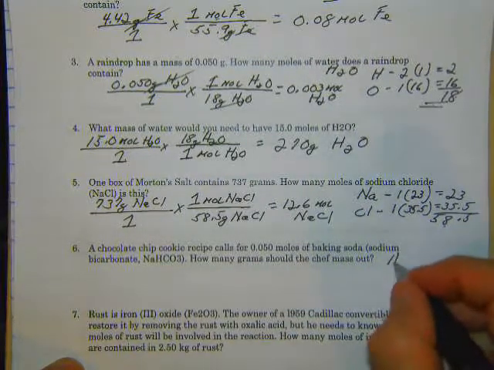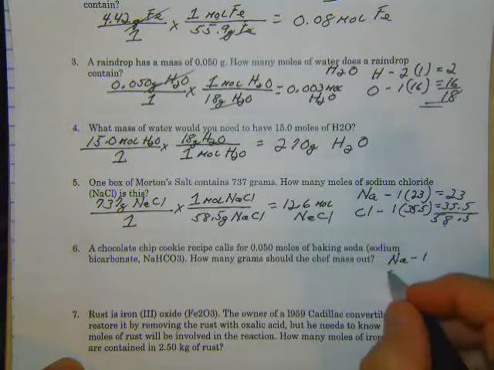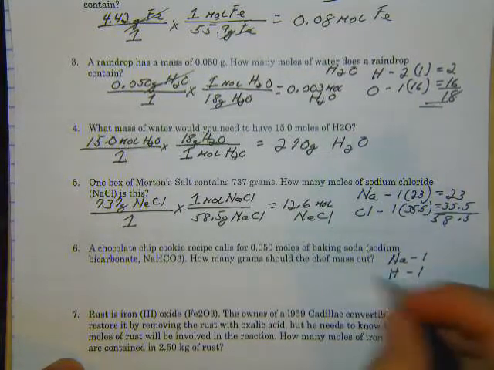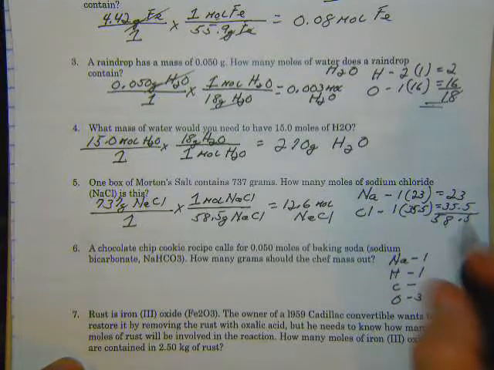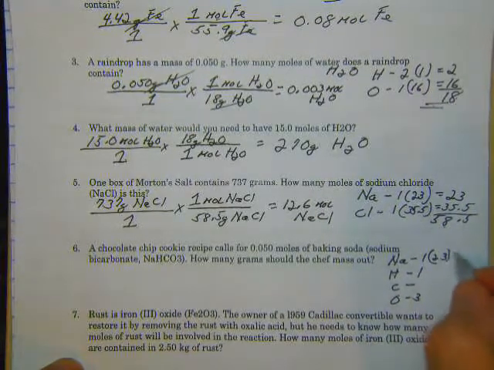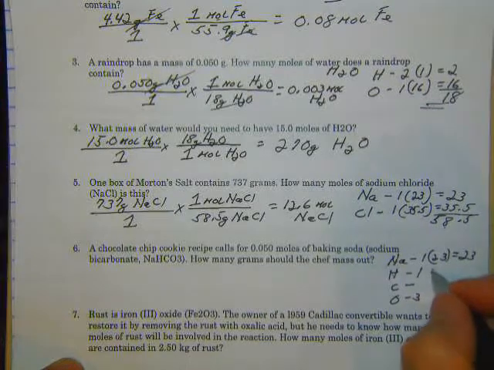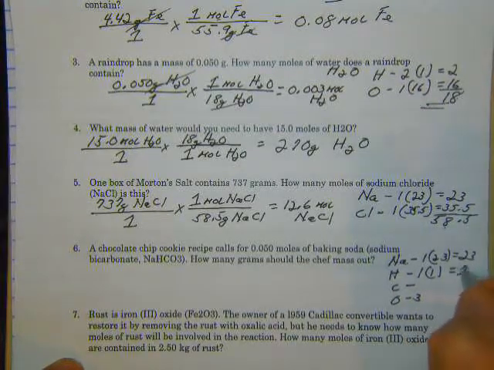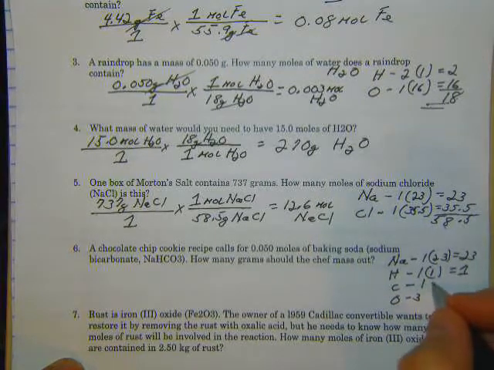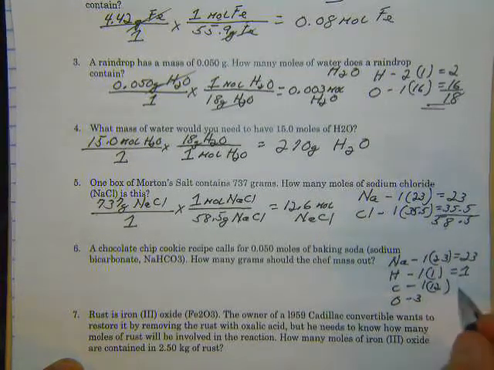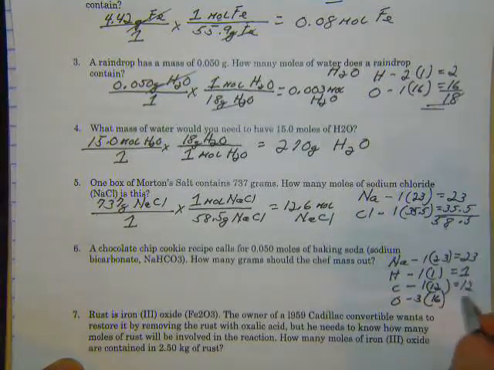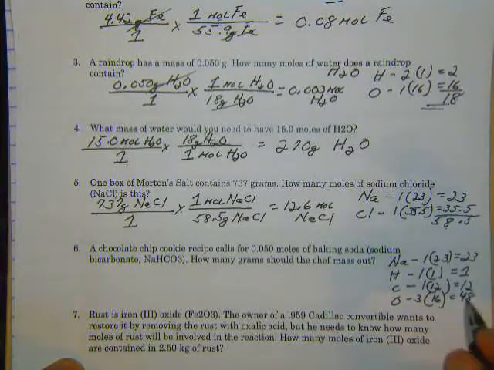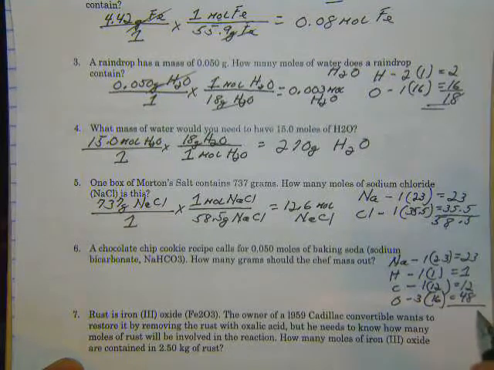So we have 1 sodium, 1 hydrogen, 1 carbon, and 3 oxygen. Sodium has a mass of 23, so that's 23. Hydrogen has a mass of 1, so that's 1. Carbon has a mass of 12, so that's 12. And oxygen is 16. 3 times 16 equals 48. If I got this together correctly, that comes out to 84 grams.